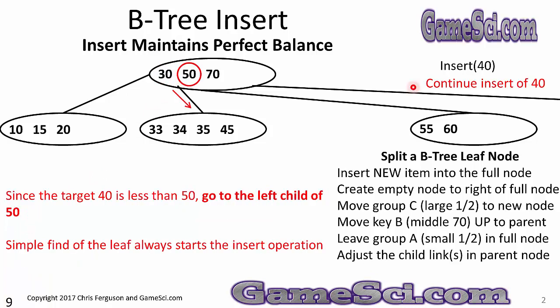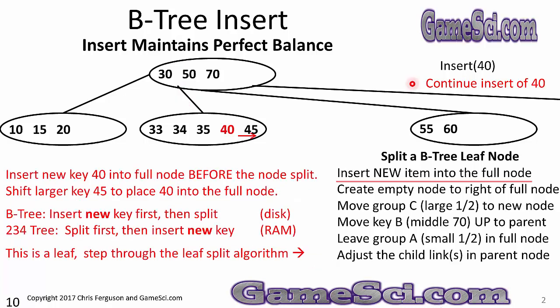Continuing the insert of 40. Since the target 40 is less than 50, go to the left child of 50. A simple find of the leaf always starts the insert operation. All trees work this way. Find where the item should go. We are in the find phase right now, searching down the tree. Continue the insert of 40.